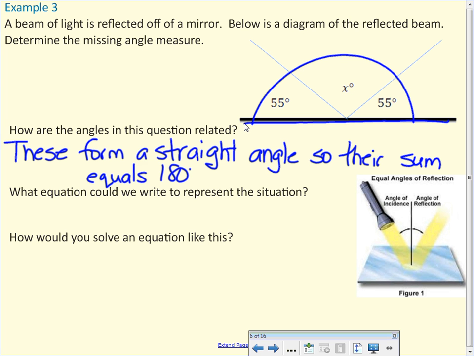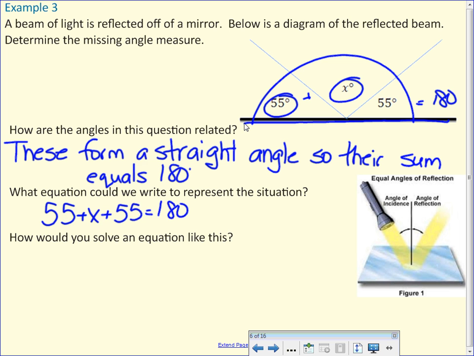So what equation could we use? I know if I add those three angles together, it's going to equal 180 degrees. So what equation can I write? Well, hold on. We've got 55 plus x, plus 55 equals 180. So that's our equation.